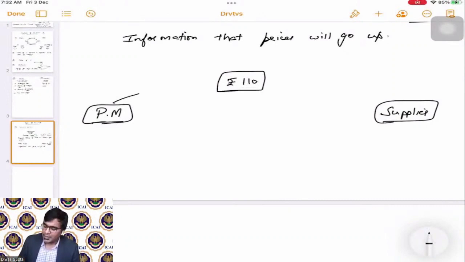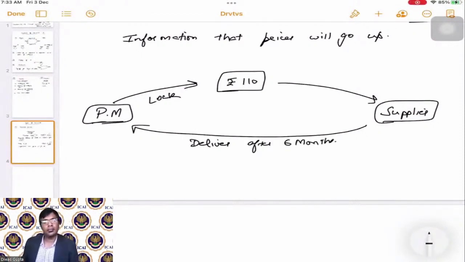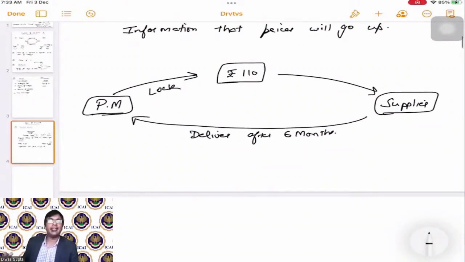So the purchase manager says, okay, let us lock the rate of 110 with the supplier, and the supplier says, okay, I will deliver to you after 6 months. Perfect. Now what have both of them done after this? This is a contract that they have entered.